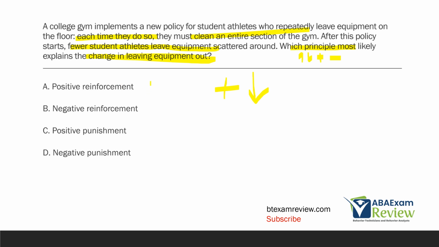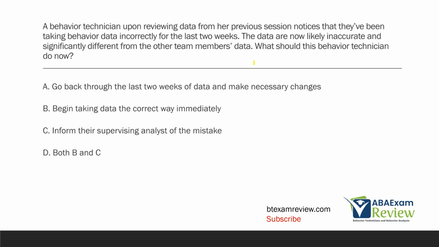Well, we know both of these are going to increase behavior, and we have a reduction. So it can't be A or B. C, positive punishment. Well, positive punishment is going to decrease. Positive, we're adding, that's exactly what we came up with. We predicted that answer. It looks like positive punishment. And then D, negative punishment would decrease, but we're taking something away. That's not what we concluded from our information. It's not going to be D. The principle most likely that explains the change in leaving equipment out is C, positive punishment.